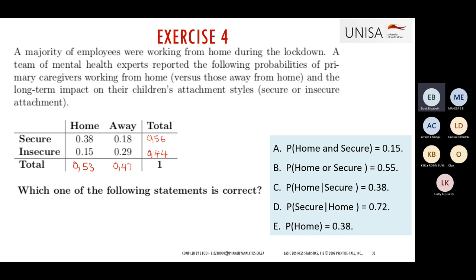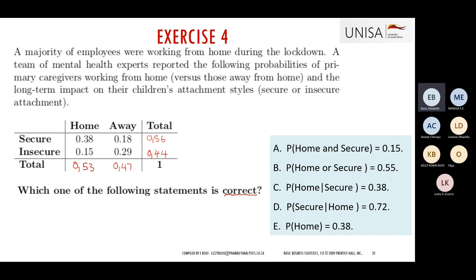The first question is asking which one of the following statements is correct. So we need to find the correct statement, but in a way we're going to calculate all of them right now, so that we just go through a process of elimination. The probability of home and secure is 0.15. Is that true or false?